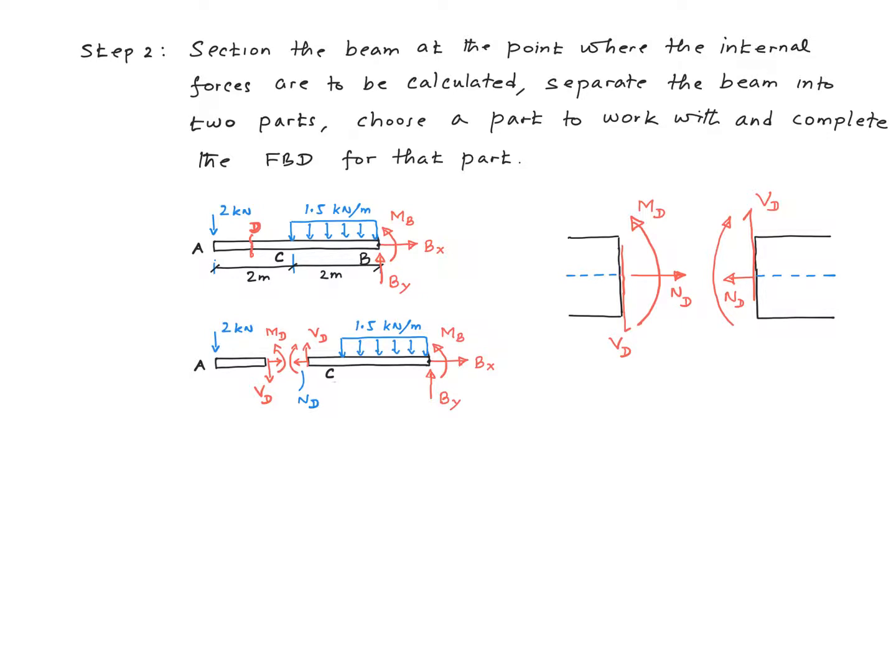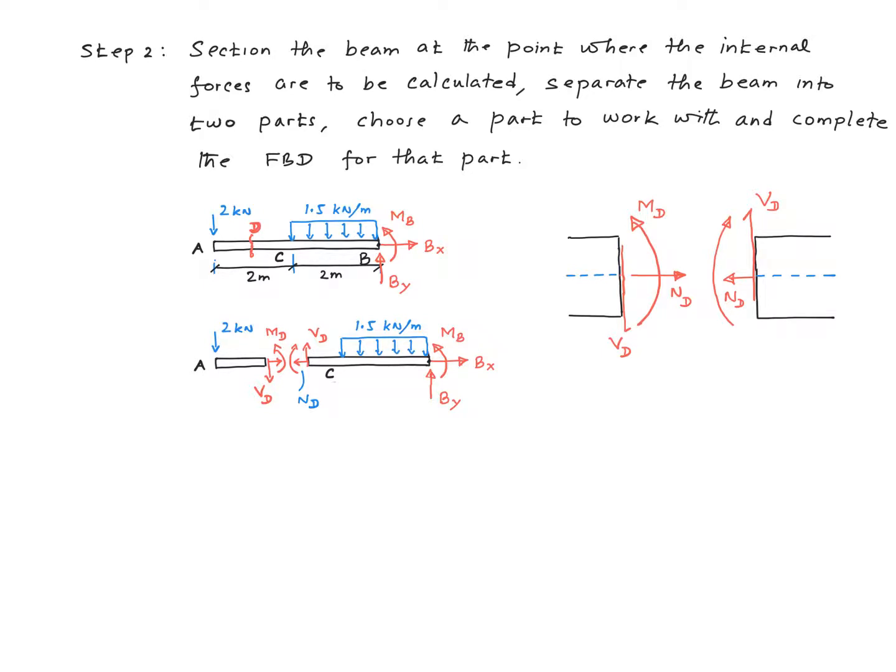But once you find values for the internal forces using the left side, you can check whether your calculations are right or wrong by using the right side. For that purpose, you need to find the support reactions and complete the free body diagram for the right side. Anyway, let's talk a little bit more about the internal forces at point D for a beam like this.